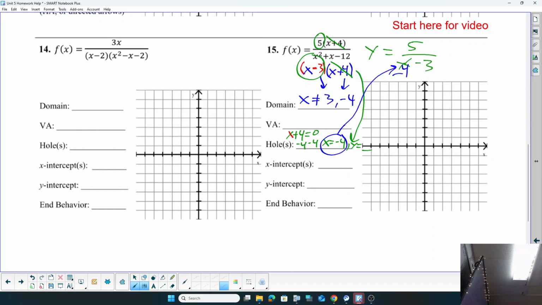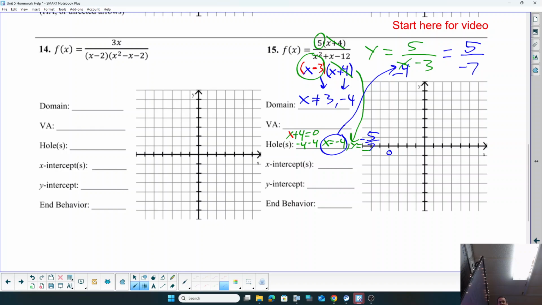We plug a negative 4 in, so we get 5 over negative 7. So negative 5/7 is the y value of the hole. So that's back 1, 2, 3, 4, and then down negative 5/7, which is almost negative 1. So right about there. And there's our hole. So we found our hole.